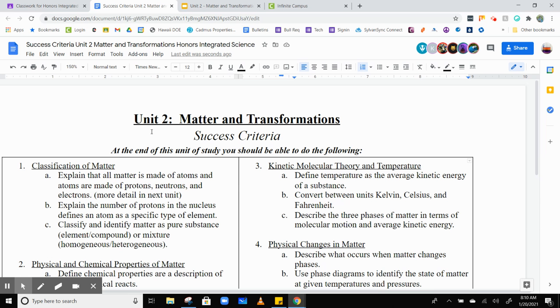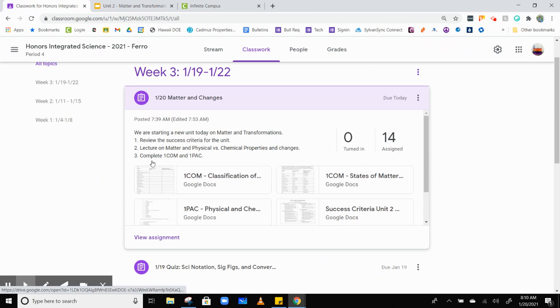When we have your final test, it does help to look this over and think, do I know how to do everything on here? Because that's usually what we're covering. Okay, so that's the first thing. Next, we're going to do this lecture on physical and chemical properties and changes of matter.